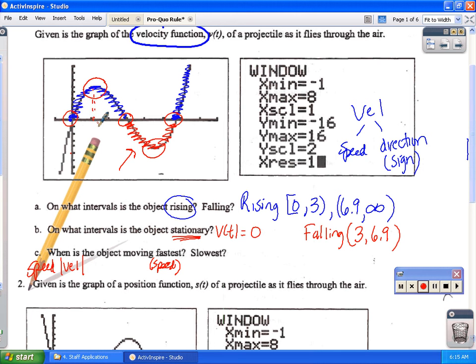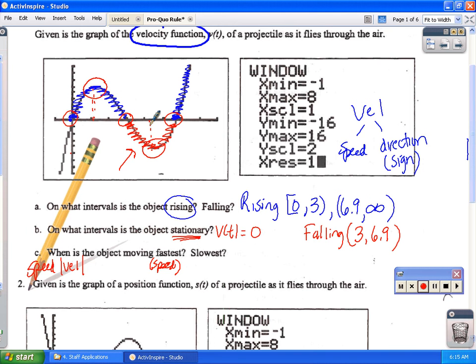about 1.25, again approximating, and again at about 4.25. So again, remember that the fastest is when the velocity has its greatest absolute value.